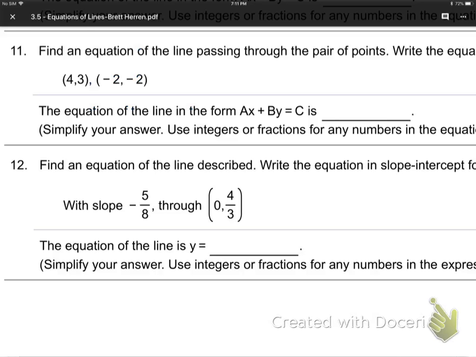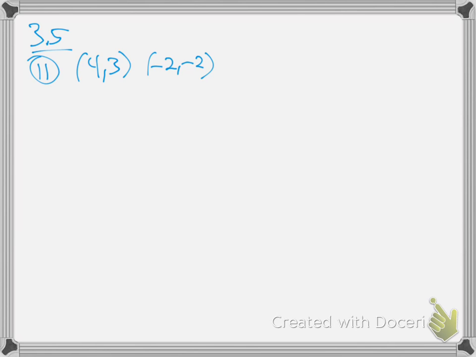Okay, what do they want? They want the equation. Find the equation. So maybe we should start with the steps, actually. Let me write it out for you again. How do you find an equation?